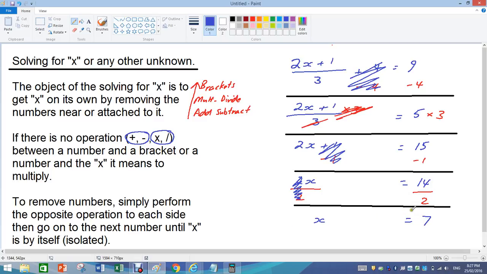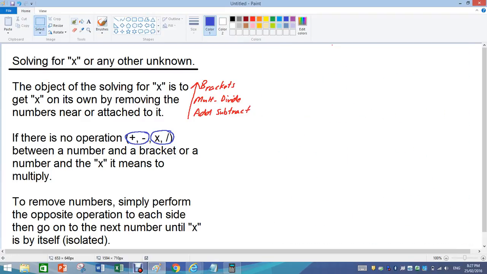We can quickly just check that. If x is 7, 2 times 7 is 14, plus 1 is 15. 15 divided by 3 is 5, and then 5 plus 4 is 9, so that's the right answer. Here's another one. We'll put the x on the bottom this time.